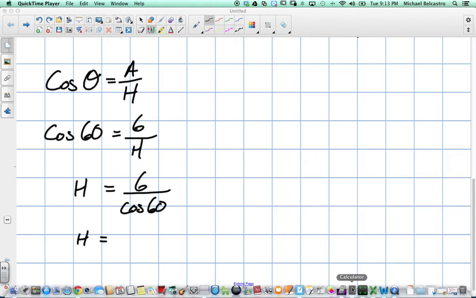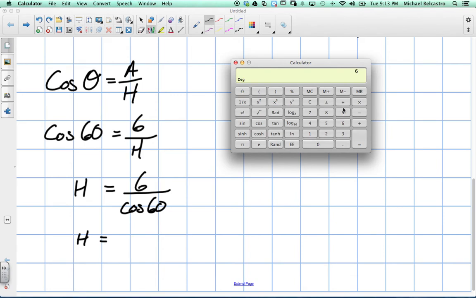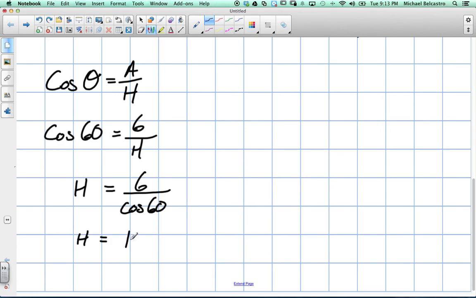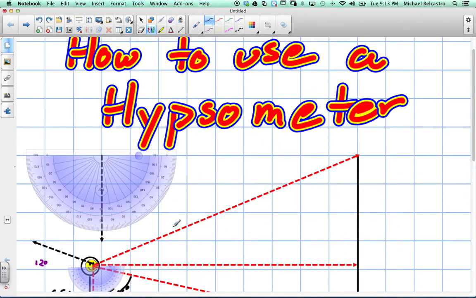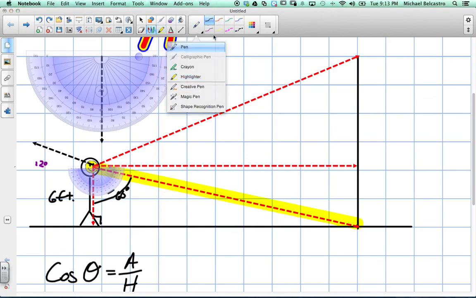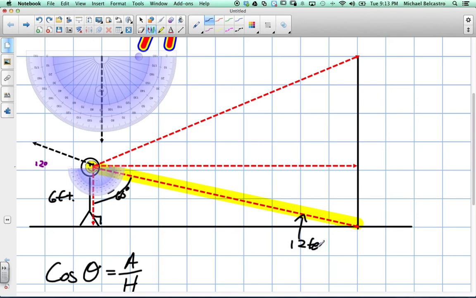Okay, we've got a separate calculator here, so we'll put in 6 divided by... this one's a little different, so we have to put 60 first, cos, brackets, equals 12. So our hypotenuse in this case is 12, and our unit was feet. I'll highlight across here in yellow: that is the idea that this is 12 feet long. So that distance is 12 feet, which is great.